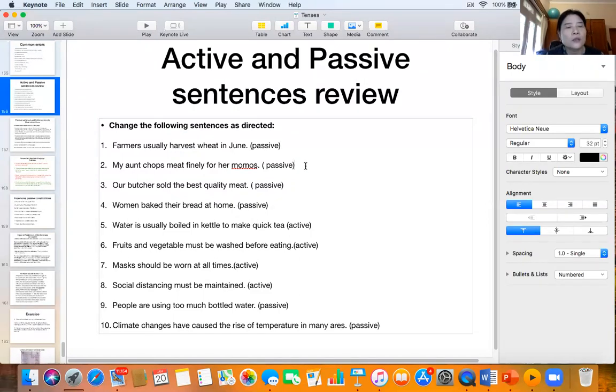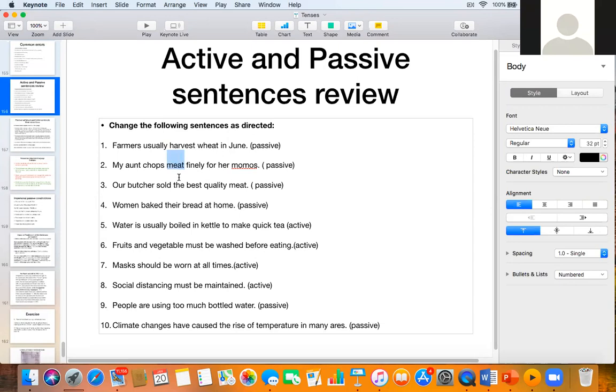Okay. What about the next one? My aunt chops meat finely for her momos. Passive. Meat, momos, finely for momos. Wait. Look at the receiver. It's meat. My aunt chops meat. This is the receiver of the action, not momos. All right. Okay. So be careful.